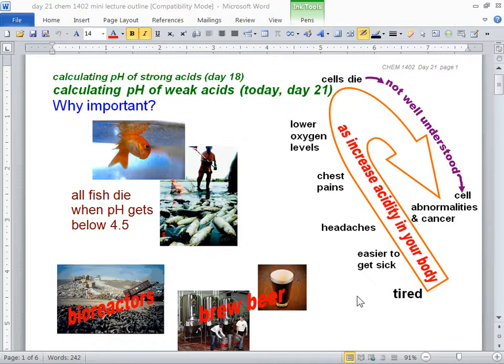And if you look at all these situations, pretty much with all these pictures, the little fishies in the lake or bioreactors or brewing beer, what type of acids would you guess are involved in those processes? Jose, what would you guess? Statistically speaking, there's a lot more of which type of acid, strong or weak? Weak. Because there's only how many strong? 6. That means everything else is weak, everything.